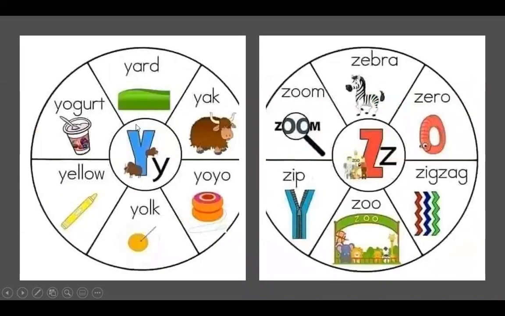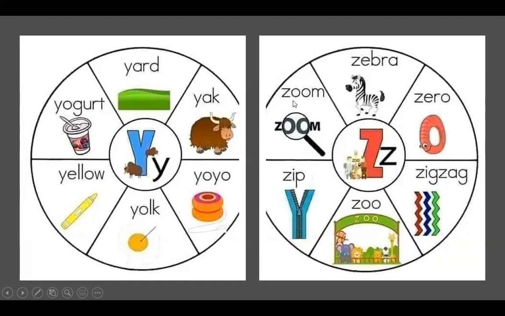Letter Y. Y for yogurt, yard, yak, yo-yo, yarn, yellow. Y for yogurt, yard, yak, yo-yo, yarn, yellow.